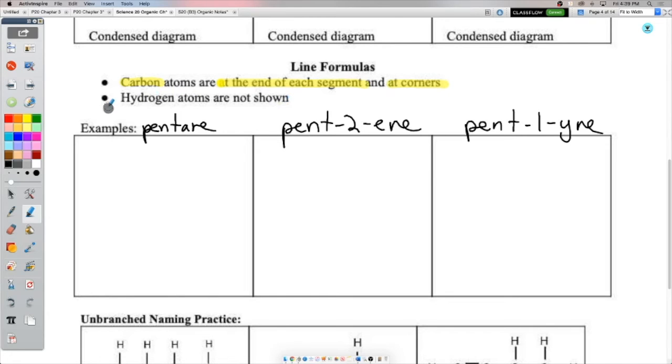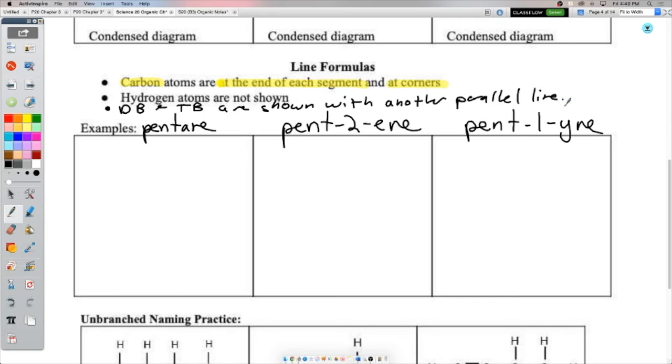They're even lazier. One more point I want to say here is that double bonds and triple bonds are shown with another parallel line. I'll show you what I mean in a sec. Okay, so pentane. So at every end and every corner, there is going to be a carbon. So pentane, pent means 5, right? So we have 1, 2, 3, 4, 5. I kind of always have to count it out in my head. It can be kind of tricky sometimes. So we've got to count the number of carbons just to check our work. But this is actually already done.